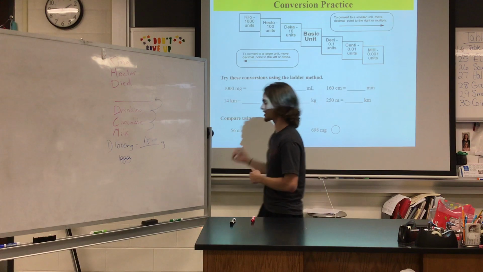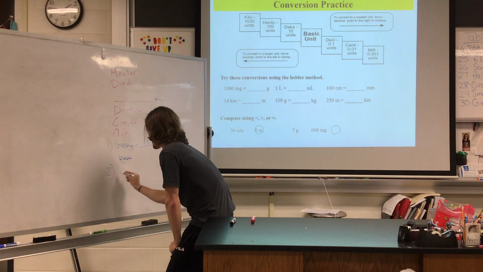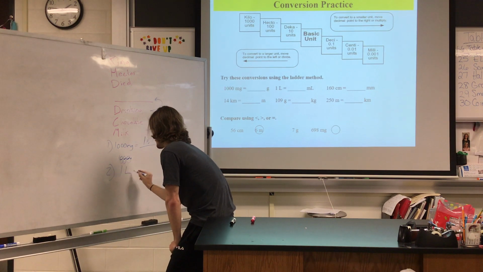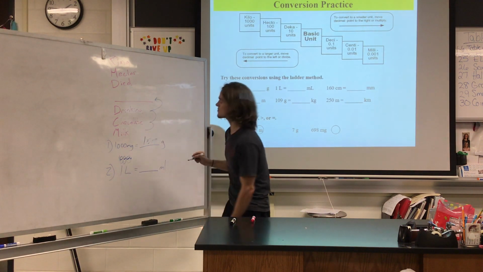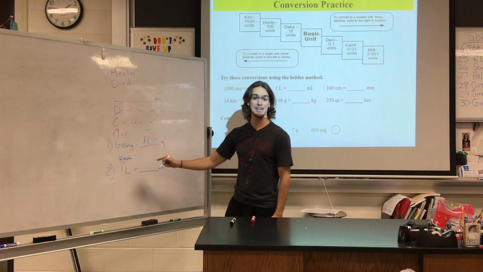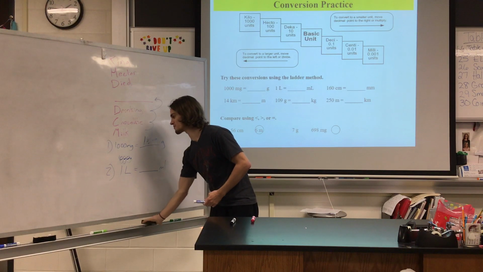So we look at this next one. Our second example, we have liters to milliliters. So this is basically the opposite of our first example. We have 1 liter equals how many milliliters? And liter will be our base unit for this one. Let me erase our jumps so we don't get confused.